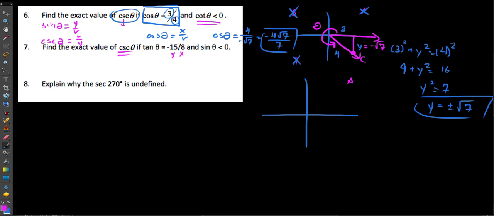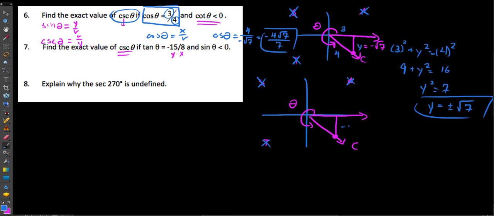What quadrant would I have to lie in where tangent is negative and sine is negative? If tangent is negative, I could not be in the first or the third because that's where tangent's positive. And if sine's negative, of the two remaining quadrants, I couldn't be in the second one because sine would be positive there. That means we have an angle that terminates in the fourth quadrant. So here's our angle. Let's pick a point on the terminal side and drop our altitude. We were told to begin with that the tangent of this angle is negative 15 over 8.